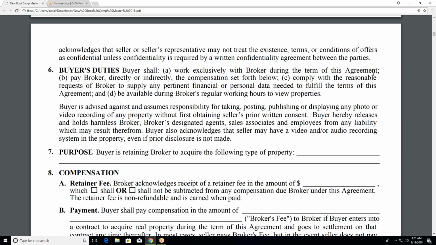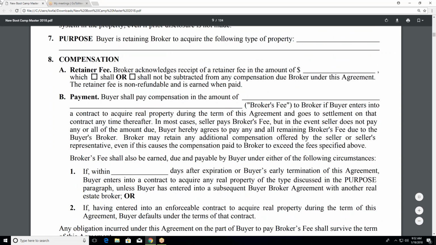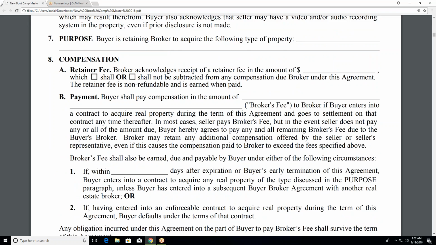There we go. Okay, so now under paragraph 8, we're looking at subparagraph B. Currently, we are part of the MRIS system, which stands for Metropolitan Regional Informational System. We are converting to Bright MLS. So I would just use the word MLS instead of MRIS.